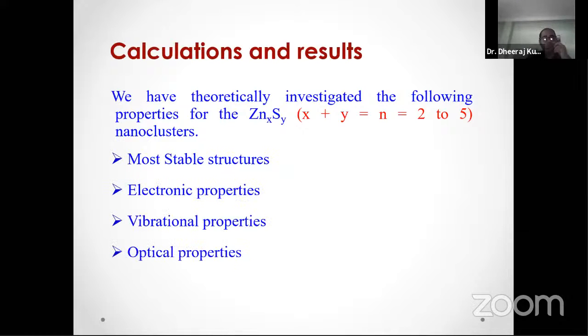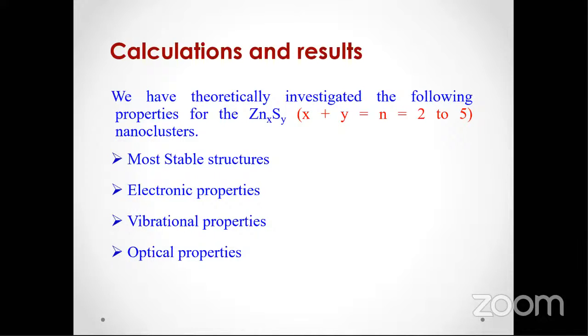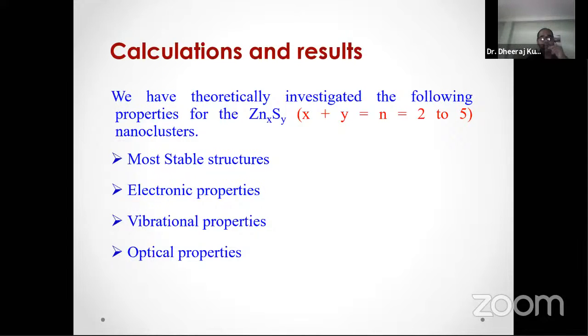So here we start our calculations with the help of computational techniques, and I have used the Gaussian 09 code for predicting the properties of zinc sulfide nanomaterials with 2 to 5 atoms. That means the materials are composed of zinc and sulfur atoms, and the sum of both lies in the range from 2 to 5 atoms. First of all, we tried to find the most stable structures of zinc sulfide clusters up to 5 atoms. Then we tried to find out their electronic, vibrational and optical properties.